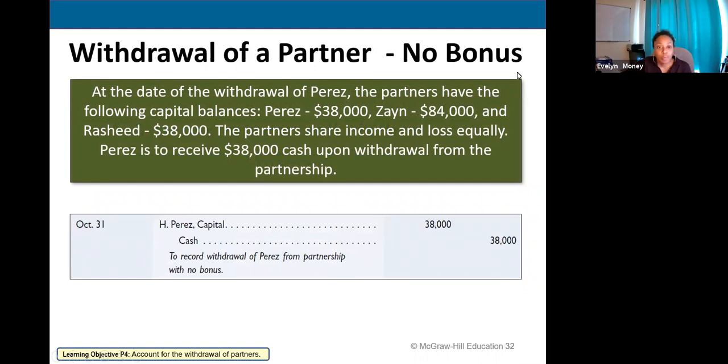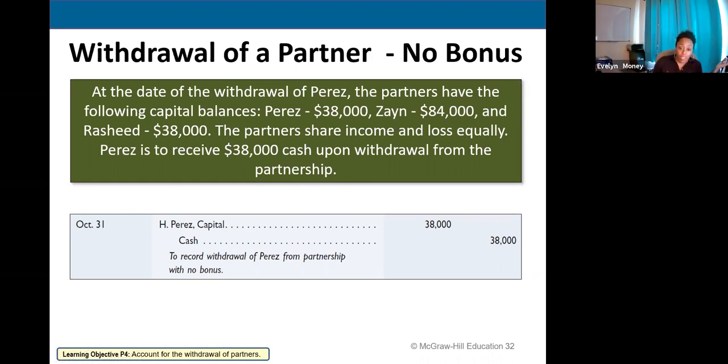So let's see an example first with no bonus. At the date of the withdrawal of Perez, the partners had the following capital balances. So we see Perez has a balance of 38, Zain has a balance of 84, and Rashid has a balance of 38 as well. The partners share in income and losses equally, and Perez is to receive $38,000 cash upon withdrawal from the partnership. Now, this works.